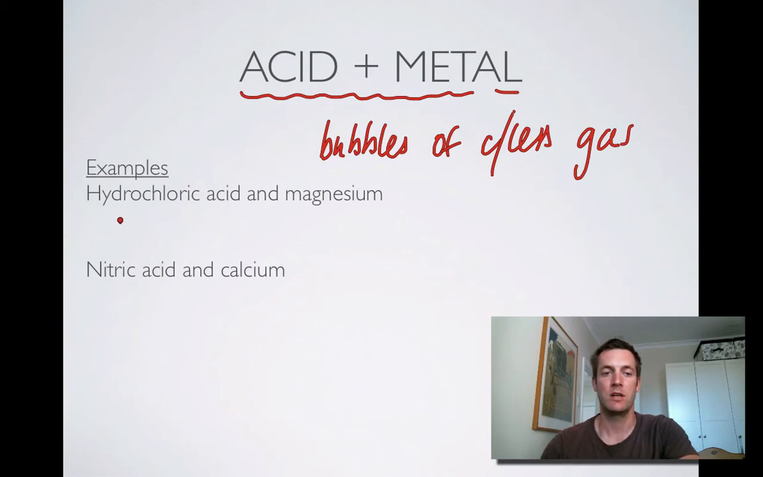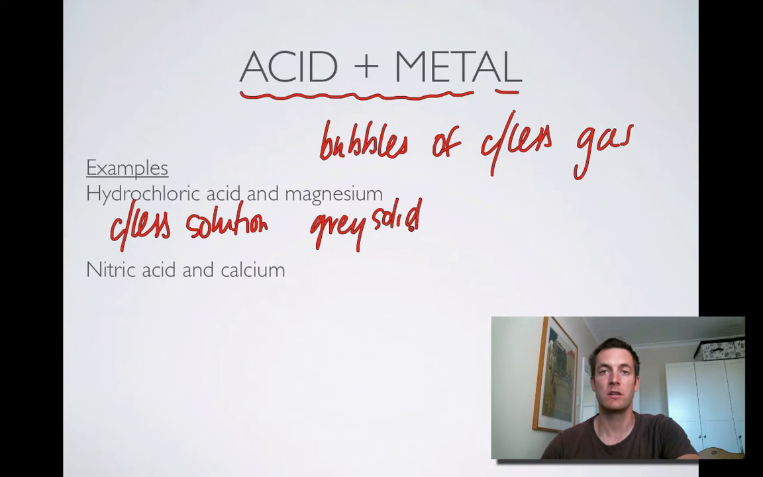So here is a colourless solution. And remember, as was discussed earlier on, we're going to try and describe everything in the equation. A colourless solution mixed with a grey solid. Most metals will be a grey solid, except for gold, which is a yellow solid, and copper, which is a brown one. So these two things are mixed. What do we produce? Well, we produce magnesium chloride in solution.